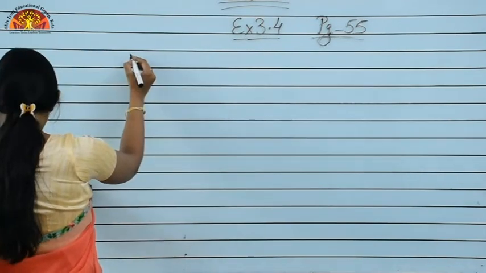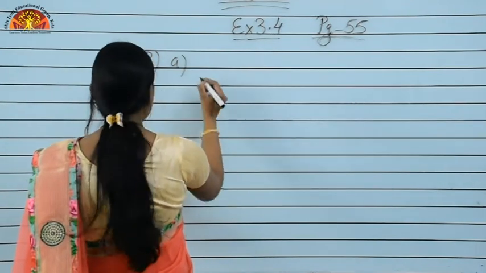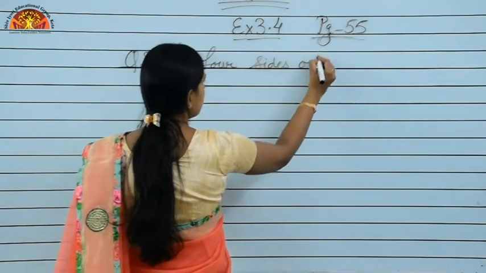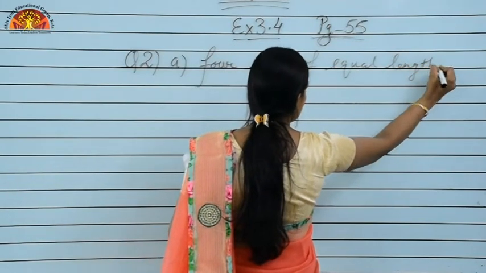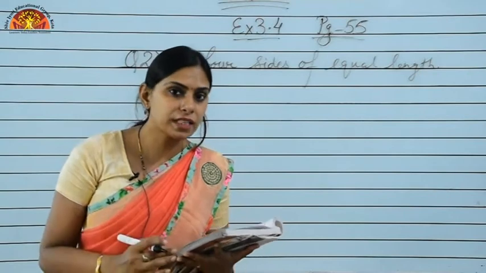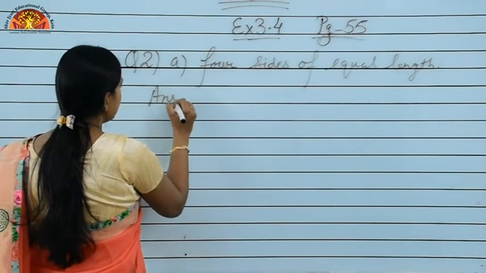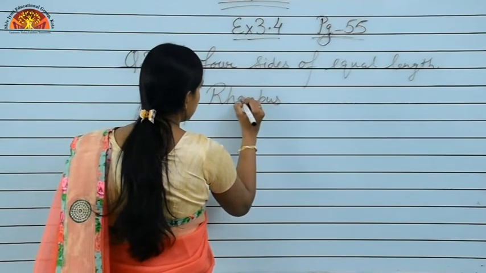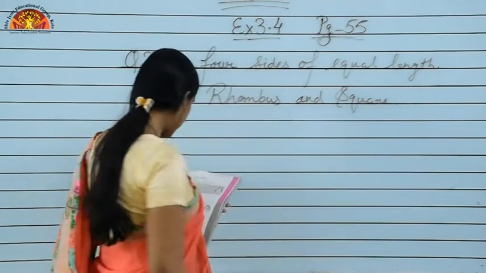So just see over here. It's question number 2, A part, that is 4 sides of equal length. So which are the quadrilaterals? As you know children, rhombus and square are the quadrilaterals in which all the sides are of equal measure. So your answer is rhombus and square.